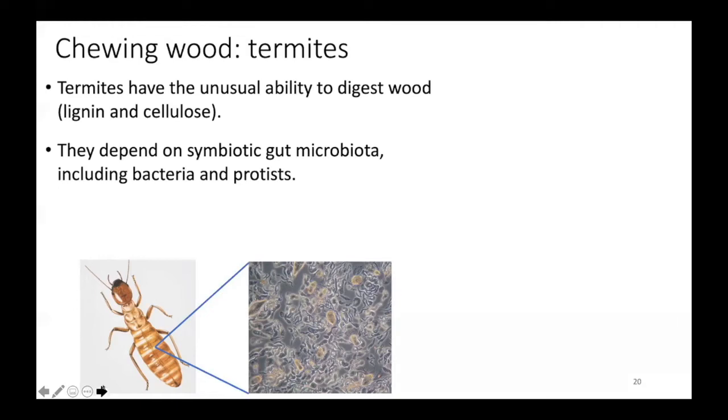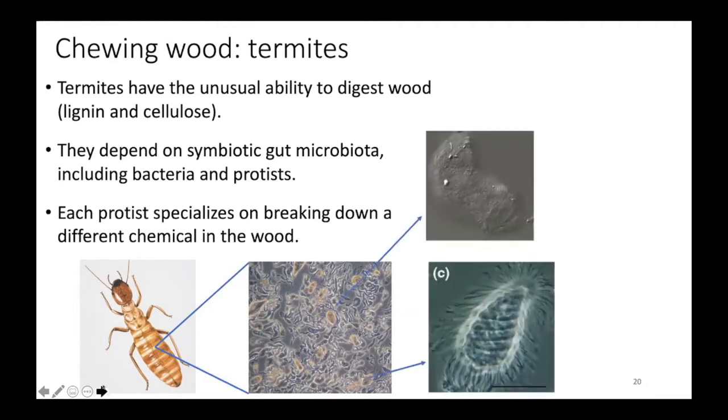But researchers have found that if you take away the gut flora from a termite, it will still starve to death no matter how much wood it eats. So it can't digest wood by itself. Fascinatingly, not only do they depend on these microbes, these termites are actually hosting really unique species of microbes in their guts. And they're hosting these beautiful protists.